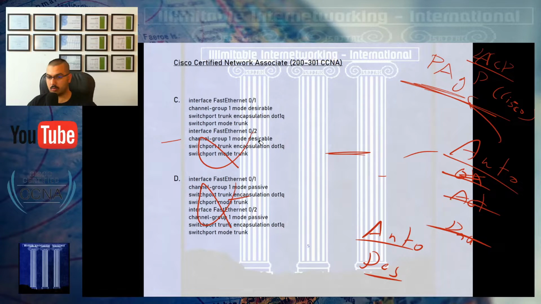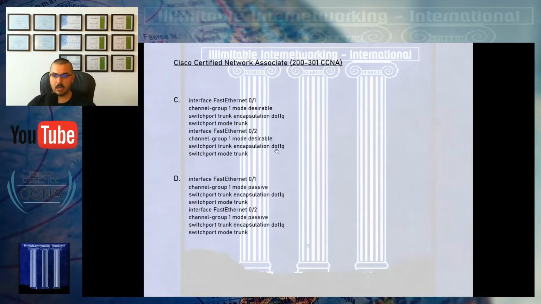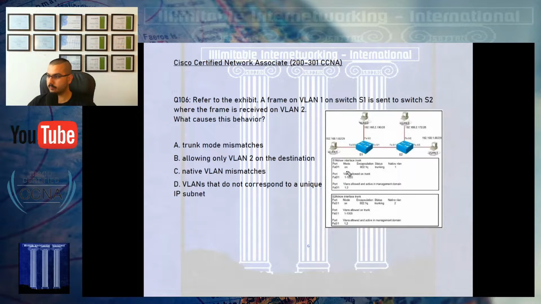Okay, so go away, scary spider. Okay, go back here. C says mode desirable. Okay, I agree so far. Switchport trunk encapsulation dot1q and trunk. Okay, half correct. Interface FastEthernet 0/2, also channel-group 1 mode desirable, trunk. Exactly. That's it. C is good. And this one is passive, so it's like B. Okay, so C will be good. We will also be configuring switch 2 to become PAgP, creating an EtherChannel or a port-channel interface, and it will communicate.